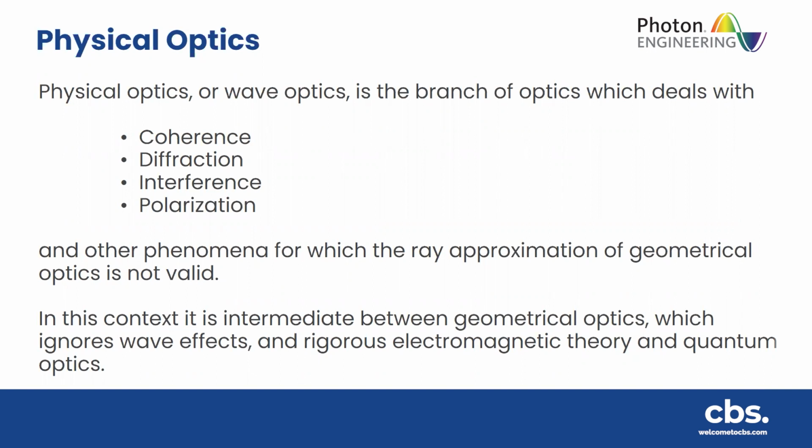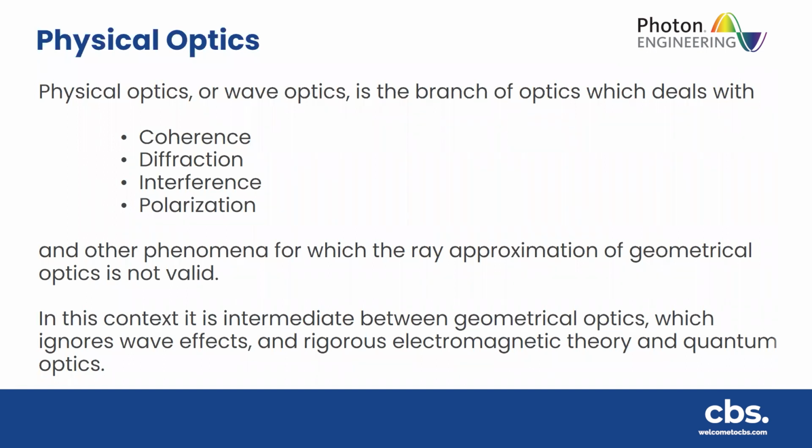So just a brief definition so we're all on the same page. Physical optics, or wave optics as it's sometimes known, is the branch of optics that deals with coherence, diffraction, interference, and polarization, and other phenomena for which the ray approximation of geometrical optics is not valid. It is the intermediate between geometrical optics, which completely ignores any wave effects, and the rigorous electromagnetic theory and quantum optics. So it's the middle ground there.